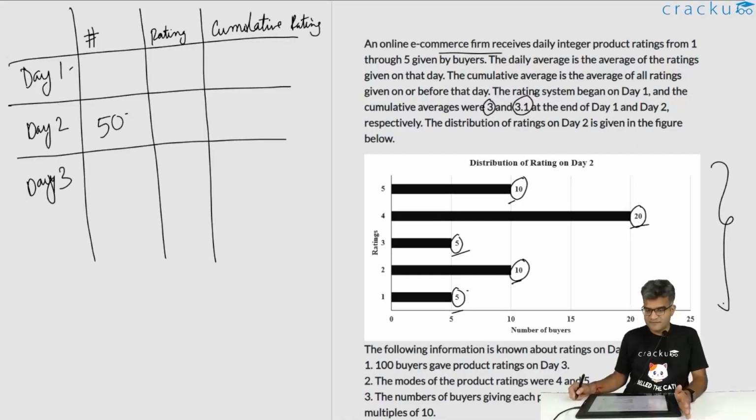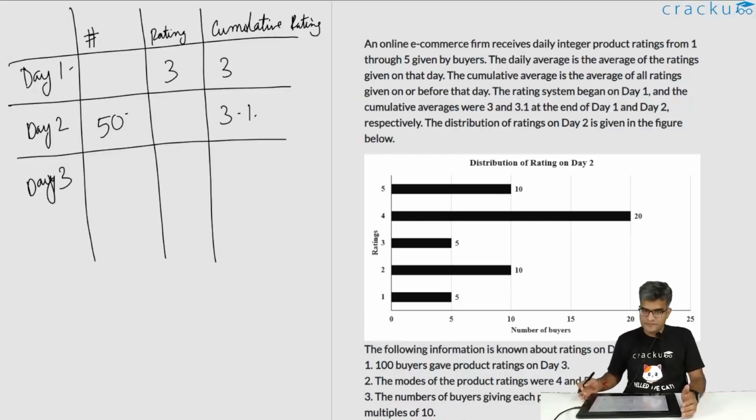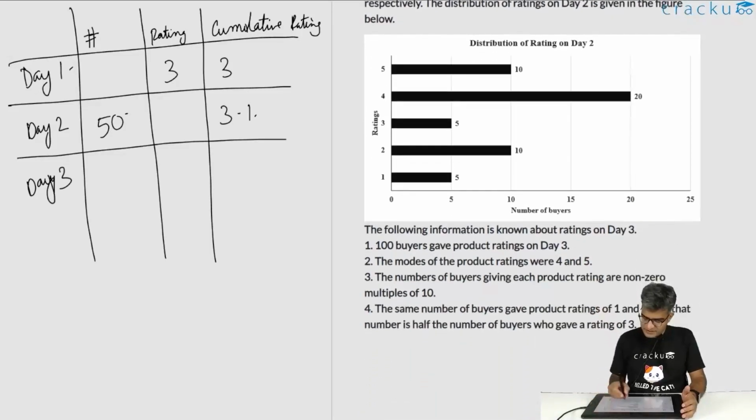The cumulative rating after day 1 is 3, after day 2 is 3.1. So the rating after day 1 is 3, the rating of day 1. The rating of day 2 can be calculated. What is the rating of day 2? It will be, the average rating of day 2 is 10 into 5, because 10 people gave rating of 5.